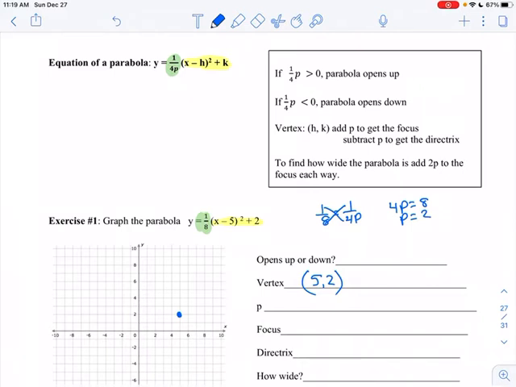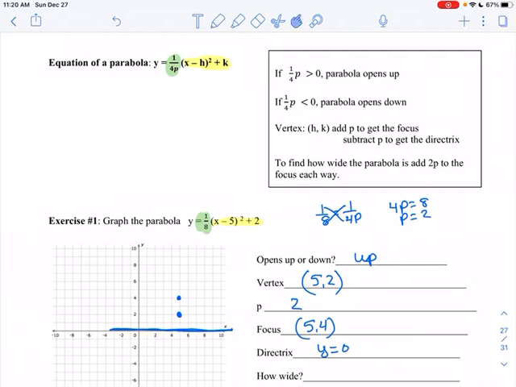First question, does it open up or down? Well, that was positive, so it opens up. I have my vertex. I now know p equals 2. So my focus is going to be 2 away. So this right here at 5, 4 is my focus. My directrix is going to be 2 this way. So that's going to be this line right here. Going to be 2 away. So this is the line. So my directrix is y equals 0.